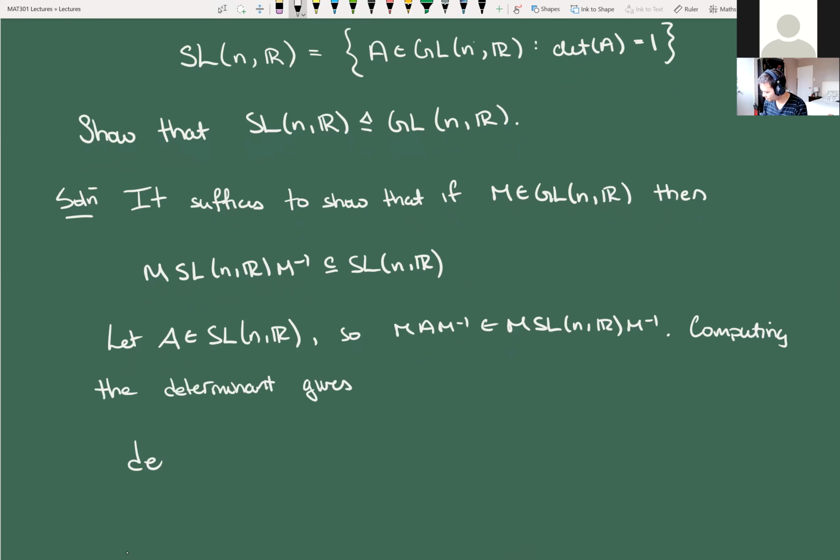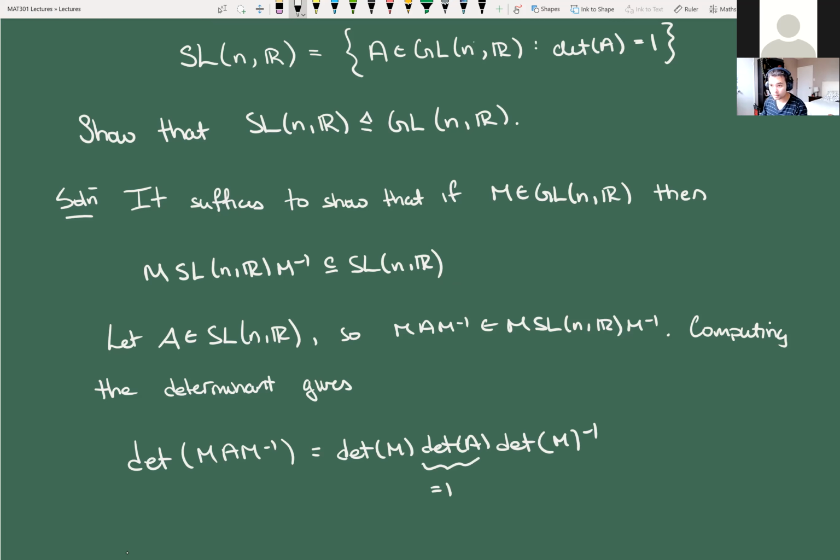That gives the determinant of M A M inverse, but we know how to work with the determinant, right? So that's the determinant of M, determinant of A, and then we know that the determinant of M inverse is the reciprocal of the determinant of M, right? And here again, it's important that M is an element of GL_n(R), so that I know that number's not 0. And what happens? This thing here is equal to 1.